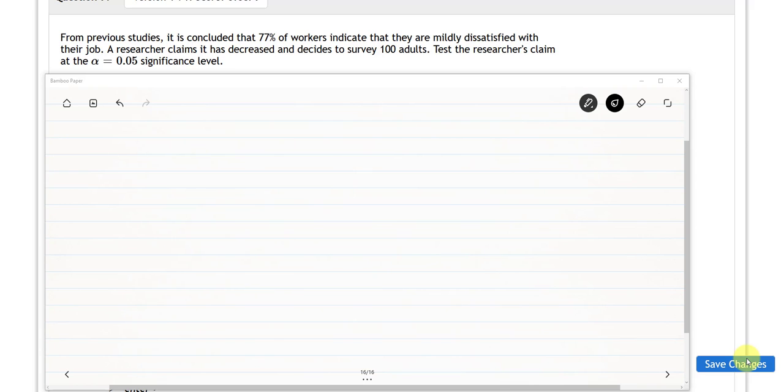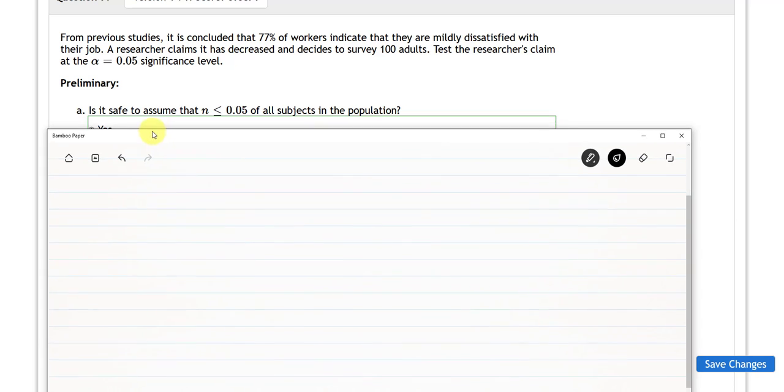In this video, I'm going to solve a few questions on hypothesis testing for the one sample proportion and the mean. The first problem here is about the one sample proportion. From previous studies, it is concluded that 77% of workers indicate that they are mildly dissatisfied with their job. A researcher claims it has decreased and decides to survey 100 adults. That's the researcher's claim, at the level of significance alpha equals 0.01.